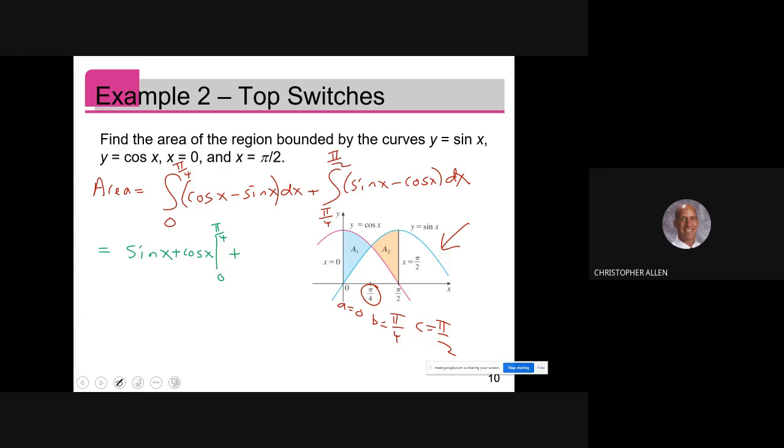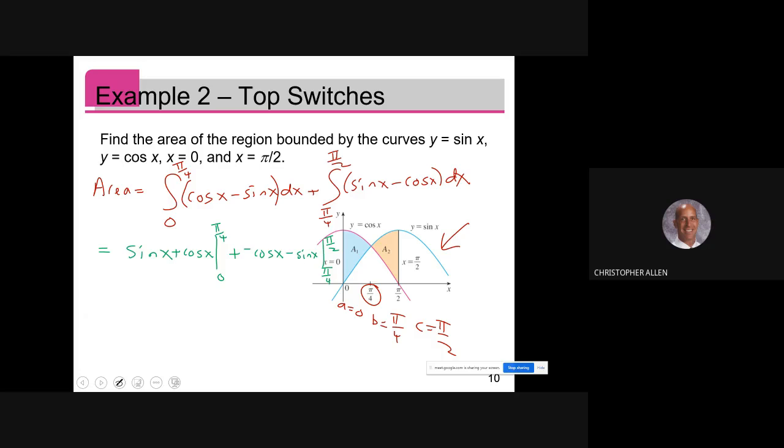Plus, now let's do the second one. Am I going too fast? What is the antiderivative of sine? That one is negative cosine, so I'll put a negative cosine. And what is the antiderivative of cosine? Sine. So this is going to be minus sine x, and we got to evaluate that from pi over 4 to pi over 2, right?